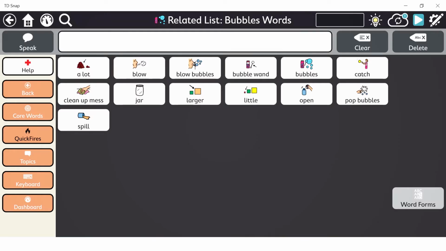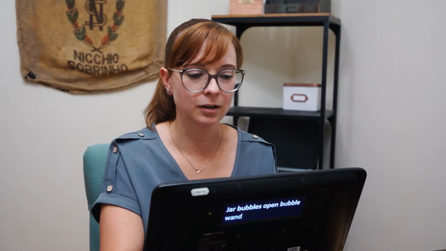And so when I was modeling this language for her, if we were doing something that we both enjoy, I would just be like, okay, here is our jar of bubbles. Okay, I need to open the lid, and I need to grab my bubble wand. Okay, ready? Here I go. I'm gonna blow the bubbles. Woo! Look, that's a lot of bubbles.